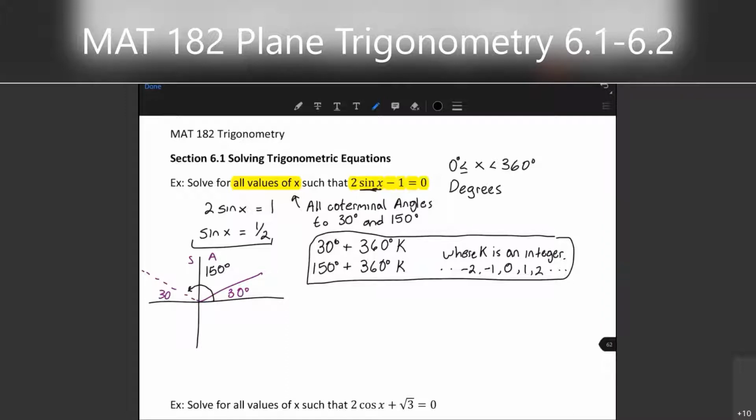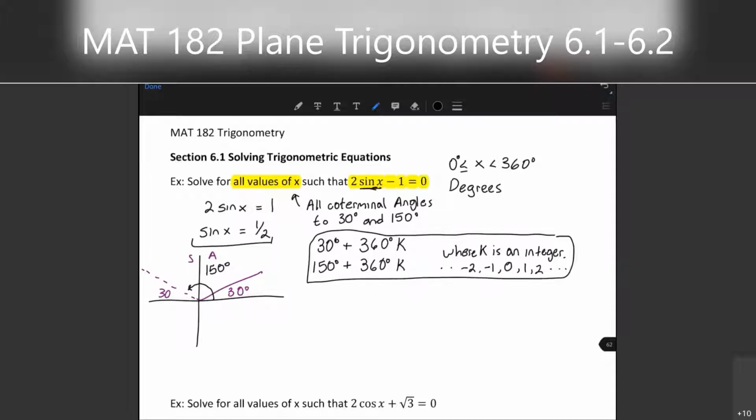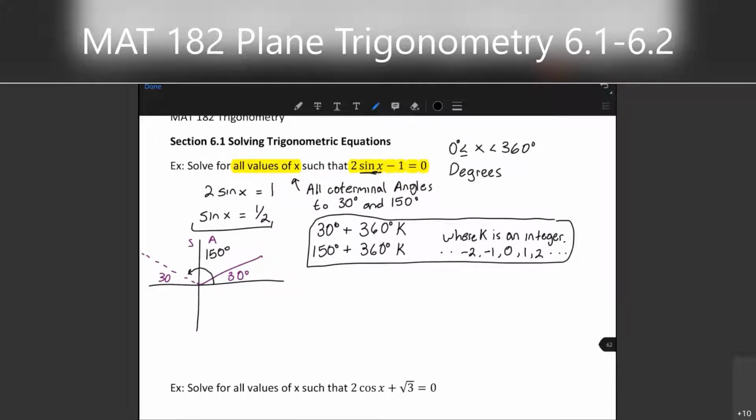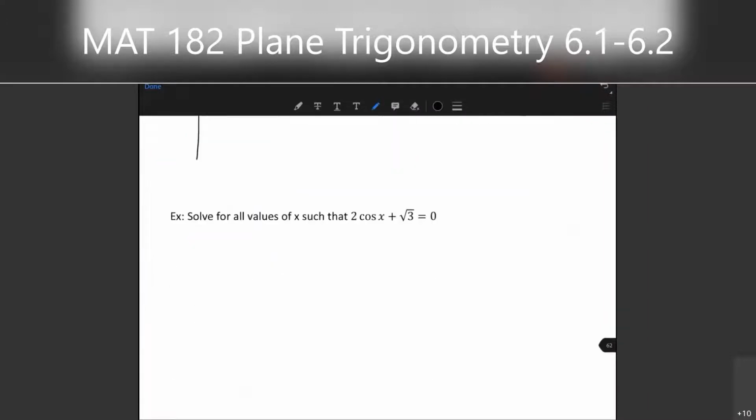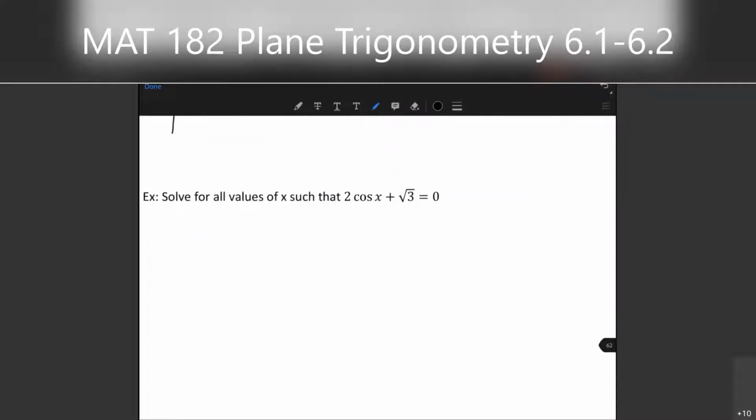On the next example, would it be rad 3/2, and then the degrees of 30 and 330, right? We'll walk through that. Are there any other questions with this first example, just getting introduced with this? Okay, so let's take a look at the second one, and again, we'll do this one in radians.